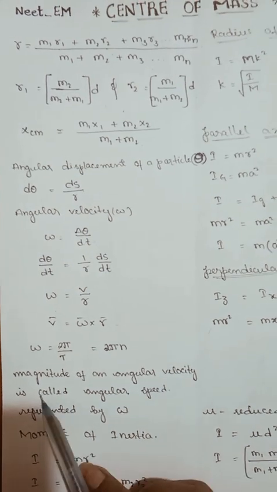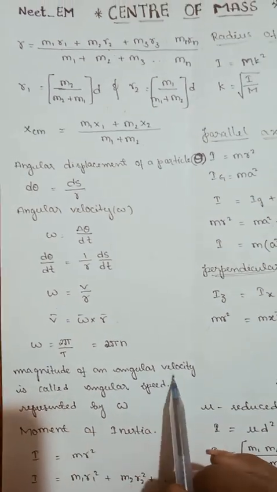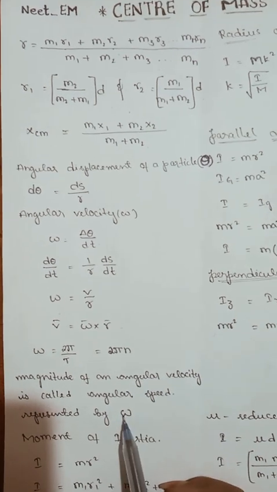The magnitude of angular velocity is called angular speed, which is represented by omega. So angular velocity is known as angular speed, represented by omega.